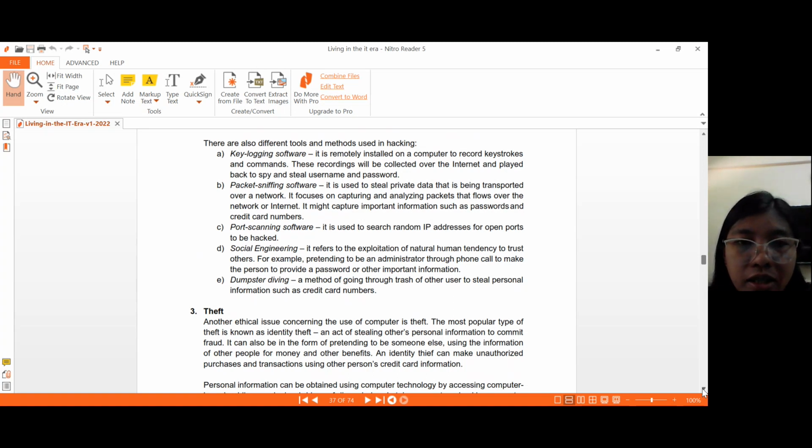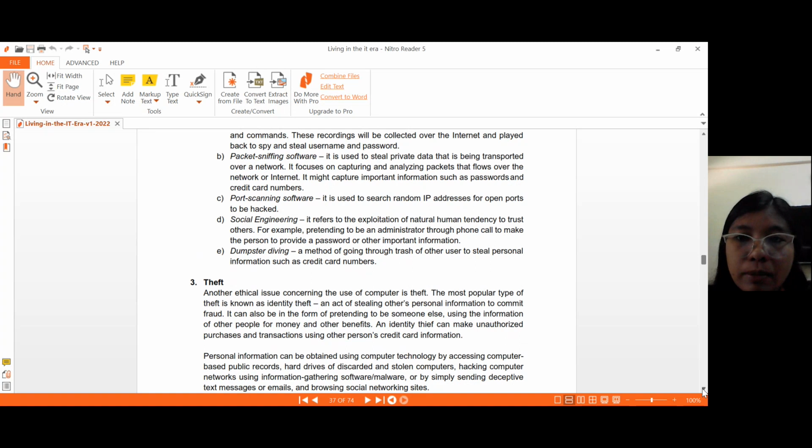Packet sniffing software, it is used to steal private data that is being transported over a network. It focuses on capturing and analyzing packets that flows over the network or internet. It might capture important information such as passwords and credit card numbers. Port scanning software is used to search random IP addresses for open ports to be hacked. And then social engineering, it refers to the exploitation of natural human tendency to trust others. For example, pretending to be an administrator through phone call to make the person to provide a password or other important information.